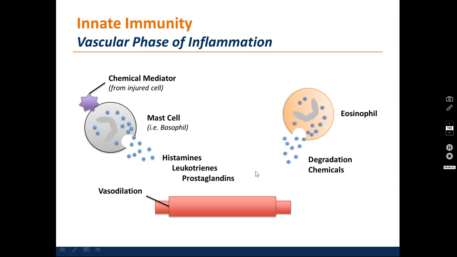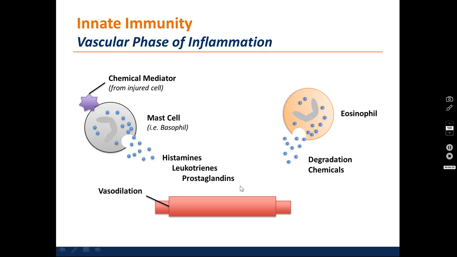And what they do is cause vasodilation. But the mast cell also works alongside an eosinophil, and these eosinophils are specifically important for keeping this inflammatory process from affecting the entire body, because as we release these histamines and leukotrienes and prostaglandins, there's nothing that keeps them from going to the next capillary bed or going from one place to the other, aside from the eosinophil that releases degradation chemicals into the bloodstream to break down histamines, leukotrienes, and prostaglandins.